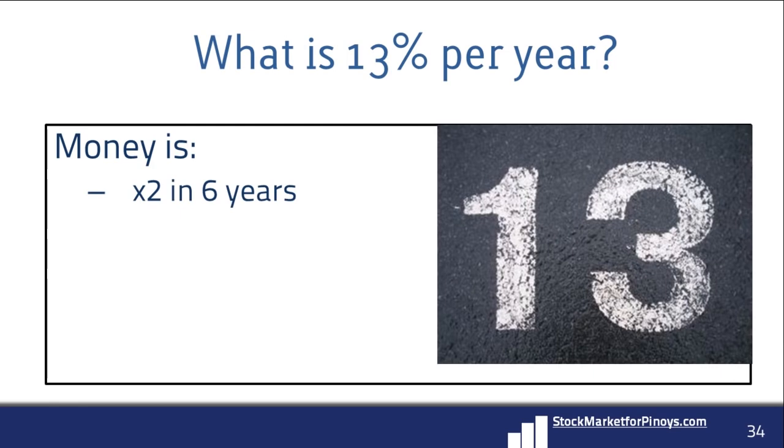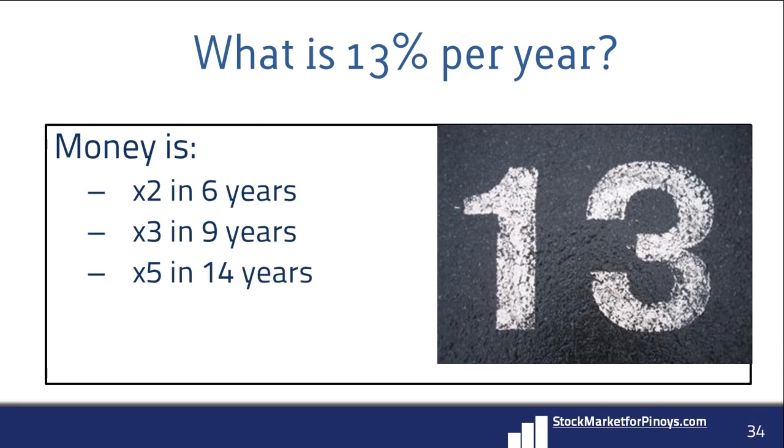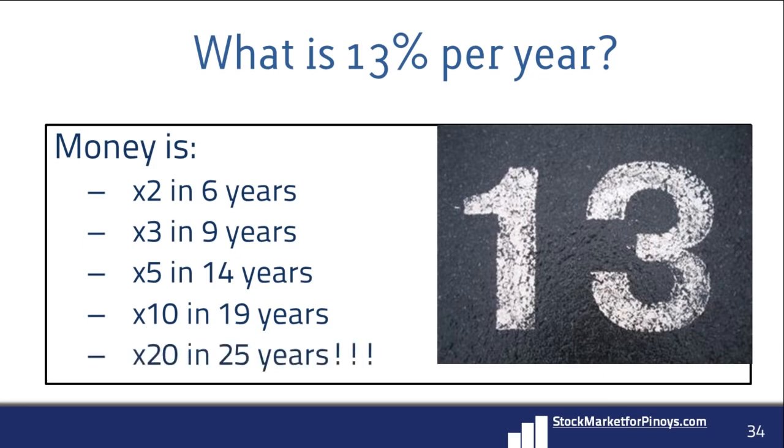So, what is 13% per year? It's doubling your money in 6 years. It's tripling your money in 9 years. It's multiplying your money times 5 in 14 years. And it's times 10 in 19 years. And it's 20 times in 25 years. So, that's what it means to grow your money at 13% per year. With these numbers, isn't it easier to accumulate wealth for your retirement and achieving financial freedom? That's the power of starting to use the stock market in your life right now.